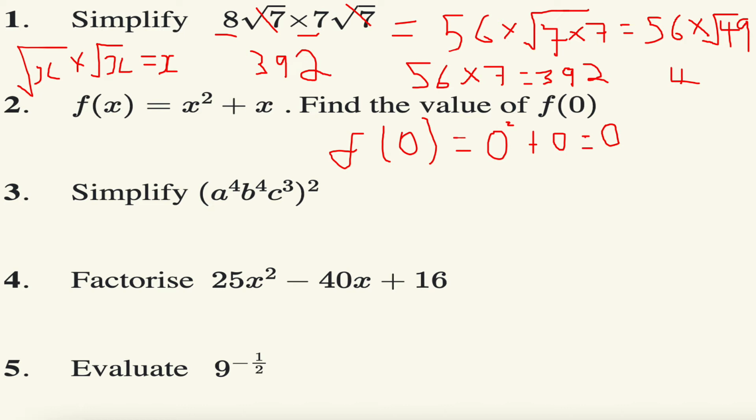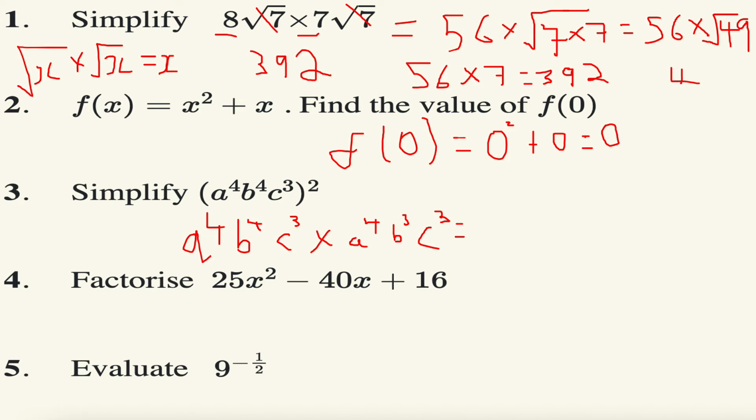Okay, this is question number 3, guys. Simplify this indice. a to the 4, b to the 4, c cubed all squared. Now that's the same as saying a to the 4, b to the 4, c cubed times a to the 4, b to the 4, and c cubed.